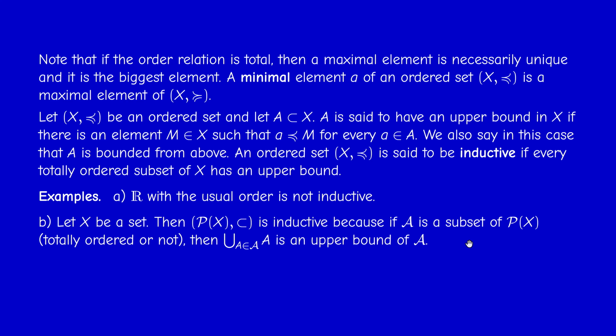Now, second example, if we consider the power set of a set, P of X, and equip it with the inclusion relation, this set is inductive. Why? Because if we consider any subset of P of X, whether totally ordered or not, then any element of the subset is contained in the union. So the union is an upper bound. And once again, I'm not saying that the union is in calligraphic A. But this is actually trivial.